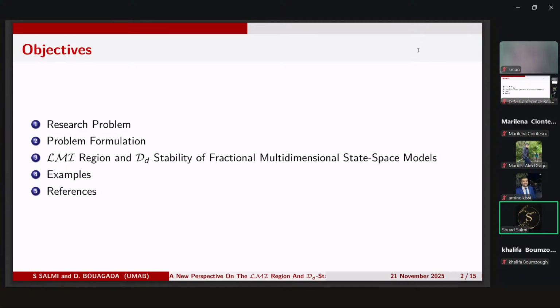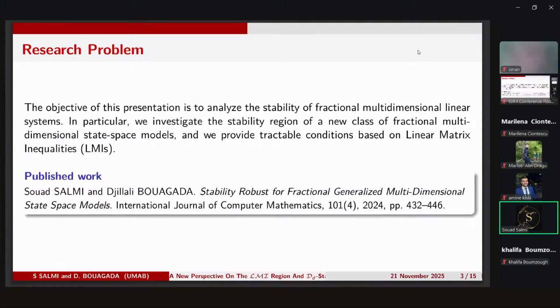Let us start with the core research problem. The objective of this presentation is to analyze fractional multidimensional state space systems. In particular, we investigate the stability region of a new class of fractional linear multidimensional state space models, and we provide tractable conditions based on linear matrix inequalities.